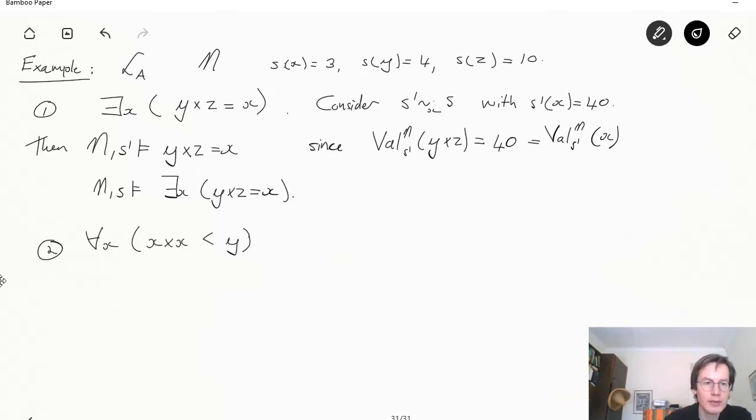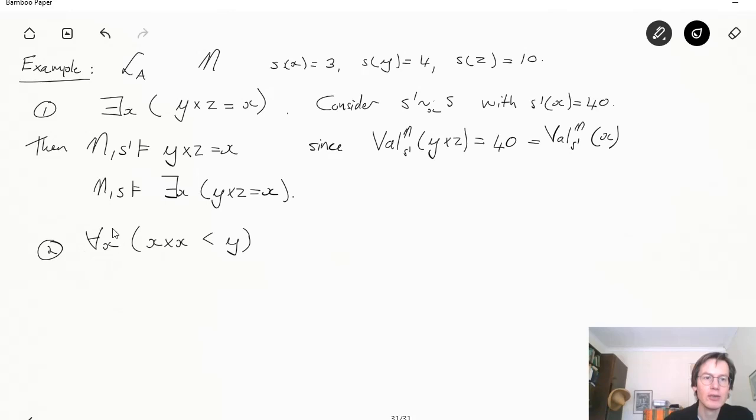Next, consider formula number 2, which says for all x, x times x is less than y. Let's see if this is satisfied in N under the assignment S. Let's think about this intuitively. This says that for every natural number, its square is less than y. But what is y under S? Y is set to 4. So this says the square of every natural number is less than 4. That's clearly false. Let's see if we can show that using our definition of satisfaction.